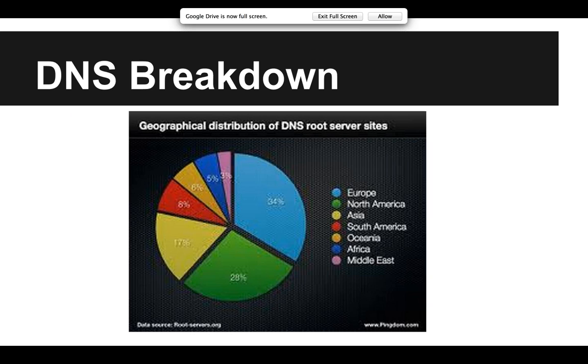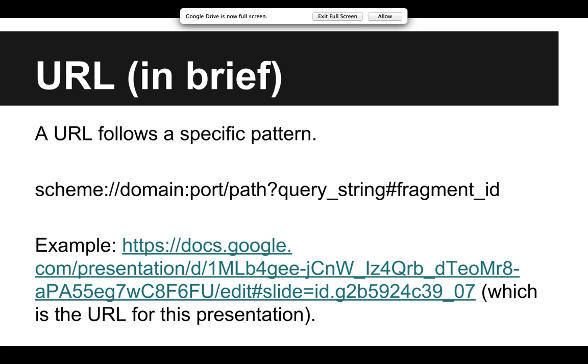Okay, all right. So real quick, DNS breakdown. Most of them are in Europe. Just behind that is North America, and then Asia, and then the rest of the world. So again, we in Europe have a majority of the DNS servers. So most of the work on the internet is done in those locations.